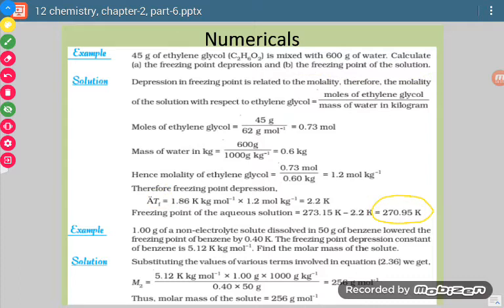Similarly, we can do the next numerical. Here all the values are given, and we can put them here. Sometimes, if we cannot remember the whole equation, then we have to start from here: delta Tf is equal to Kf m. This way we have to start. Then we can put the value of m and calculate the desired thing, whatever is to be calculated.